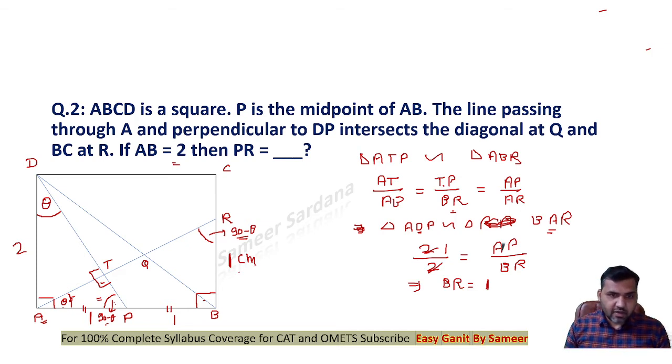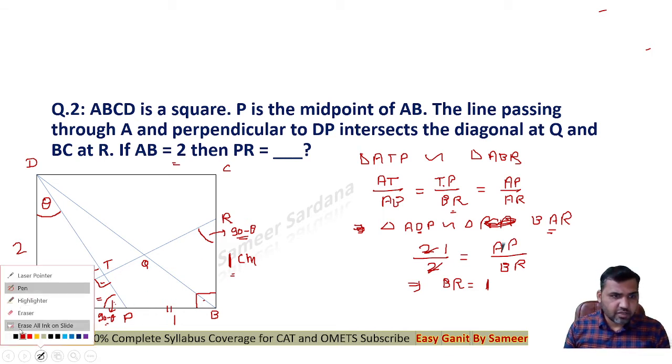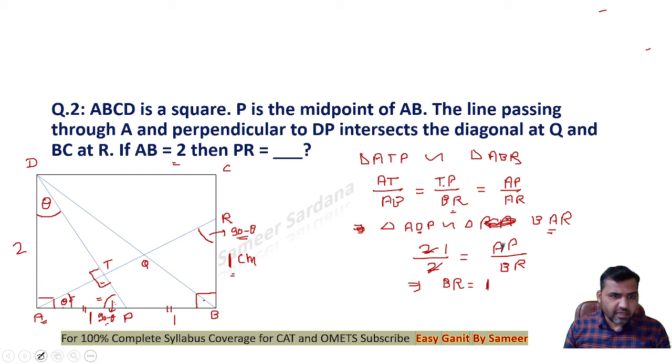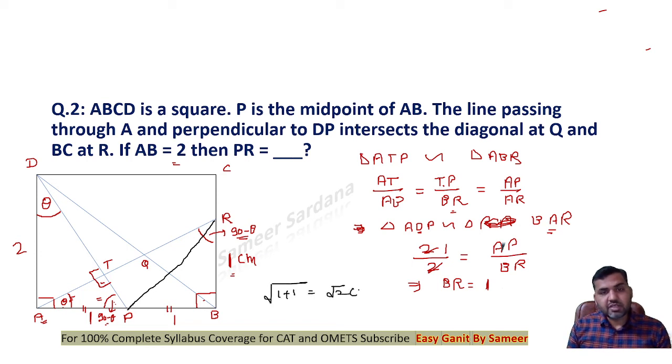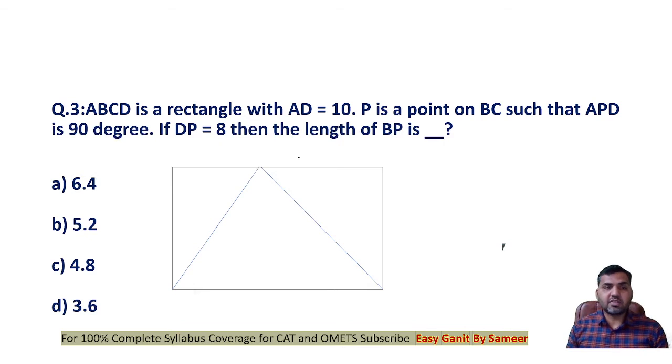Now, if we get to know that BR is 1, we are supposed to find out the length of PR. The length of PR can straight away be found by applying the Pythagoras theorem. PR would be the square root of 1 plus 1, that is root 2 centimeter, and that is the correct answer to the question. So the length of PR will be root 2 centimeter. Moving ahead to the next question.